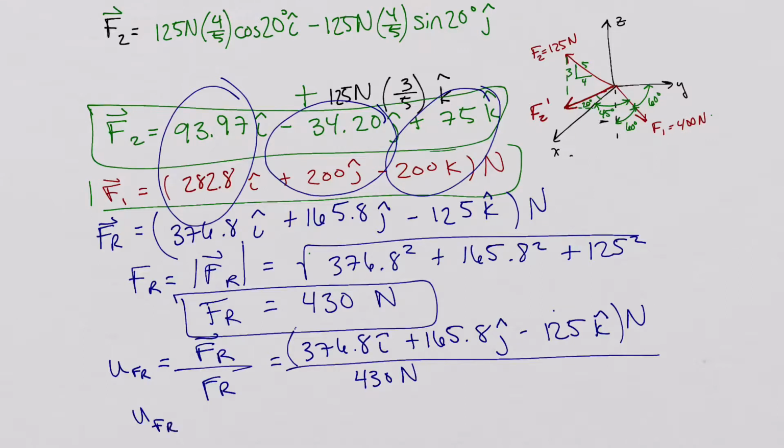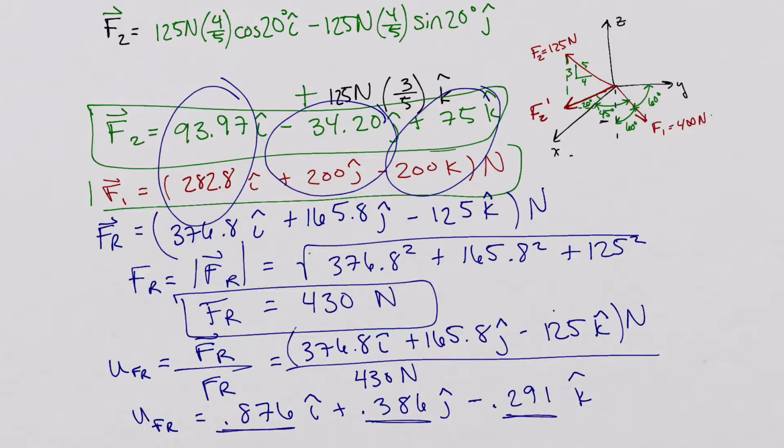So that unit vector of FR is going to equal, just multiplying it out with the calculator, 0.876 I plus 0.386 J minus 0.291 K. And now from the unit vector, we know that cosine of alpha is going to equal this component, cosine of beta is going to equal that, and cosine of gamma is going to equal that. So I'm going to bring this unit vector to the next page.